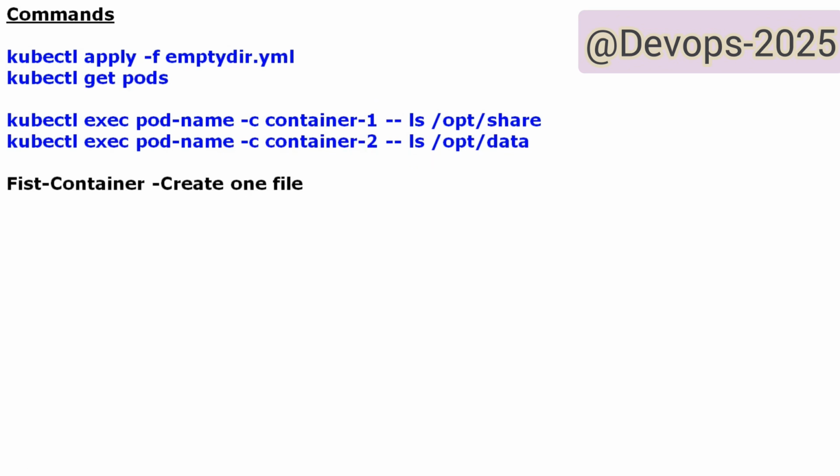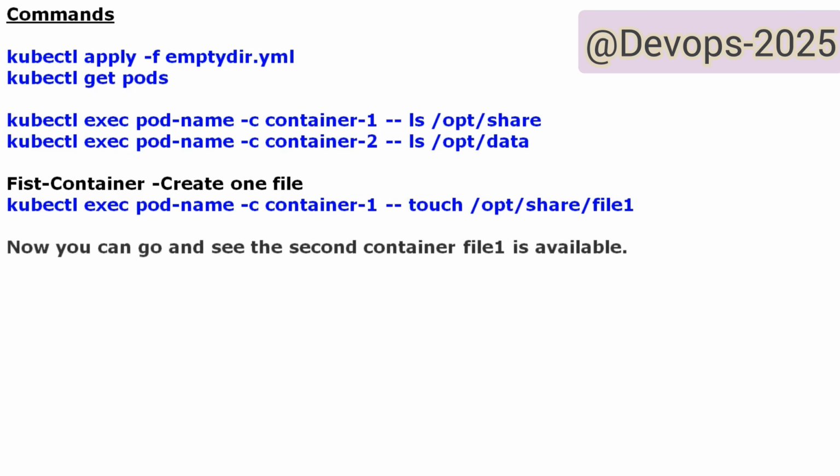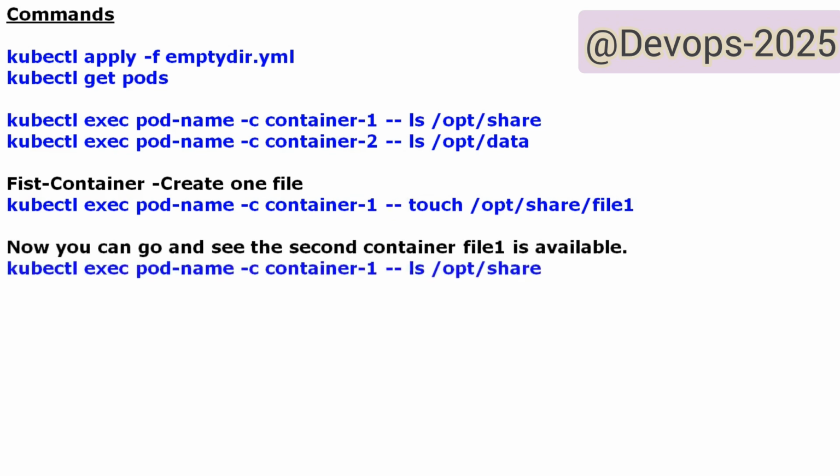Now we can go to the first container and create one file. If you want to run a command inside the container from outside, we can use exec, the same way as in Docker. To create a file in Linux, we use the touch command. We can see file1 has been created in container 1. If we create any file in container 1, the same volume is shared with container 2. Now if we go and see container 2, file1 is available.